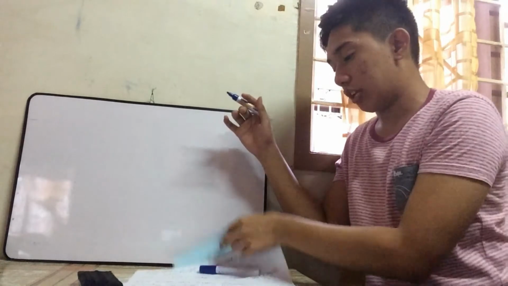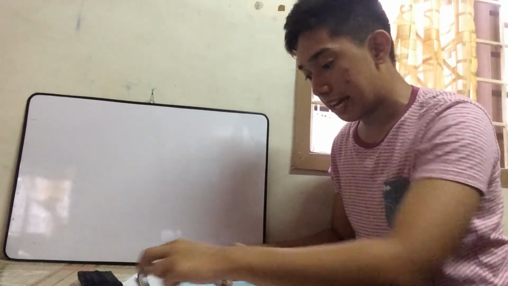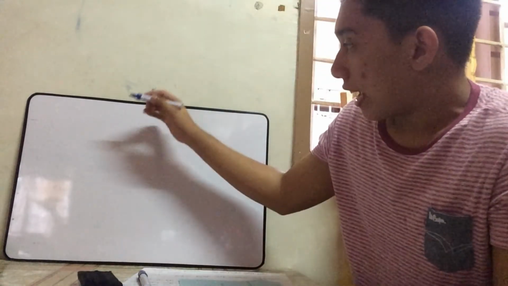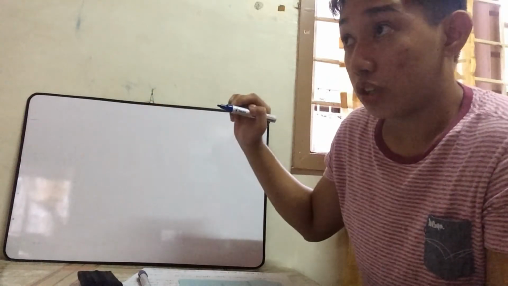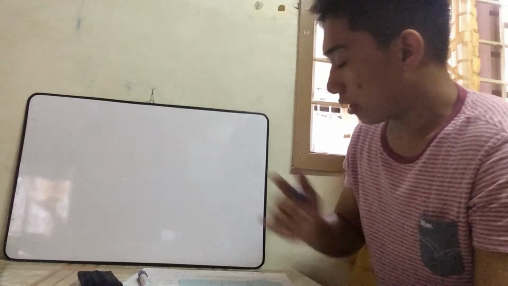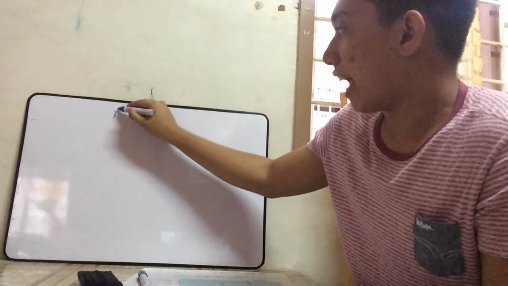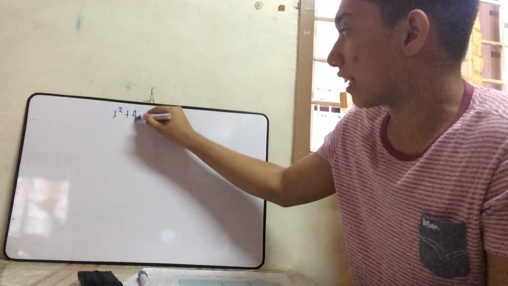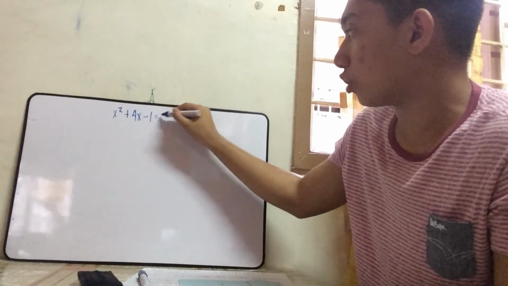Let's have an example. Ito, example na po hinahanda. So I have 6 examples, so we will solve 3. Pero yung 3, ibibigay ko yung answer, then kayo na po bahala sa inyong paper gumawa ng solution. Okay? So, this is the first: x squared plus 4x minus 1 is equal to 0.